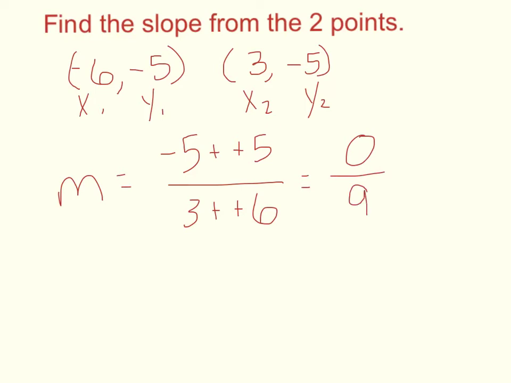What's 0 divided by 9? 0. What kind of a line has a slope of 0? Remember, that's like having no fun. That'd be a flat line, or also known as a horizontal line. Okay, so a horizontal line has a slope of 0.